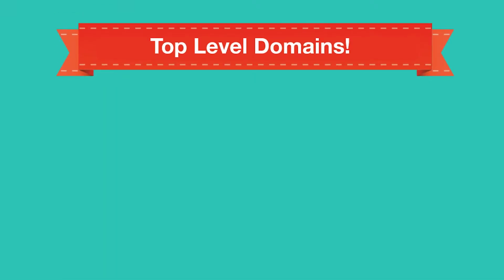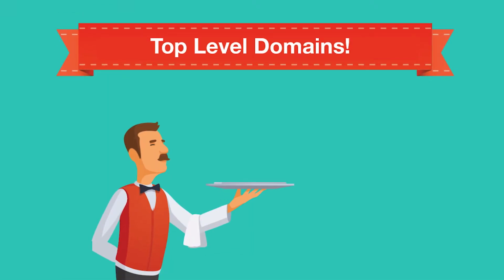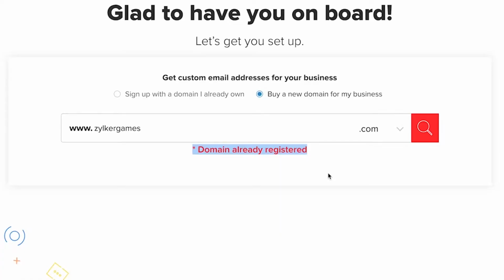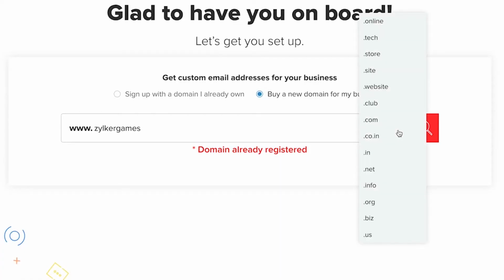Top-level domains, or TLDs, consist of a variety of domain extensions like .online, .net, .org, etc. So if the domain you want is not available with .com, you can go with a wide range of extensions like .org, .net, .biz, and so on.